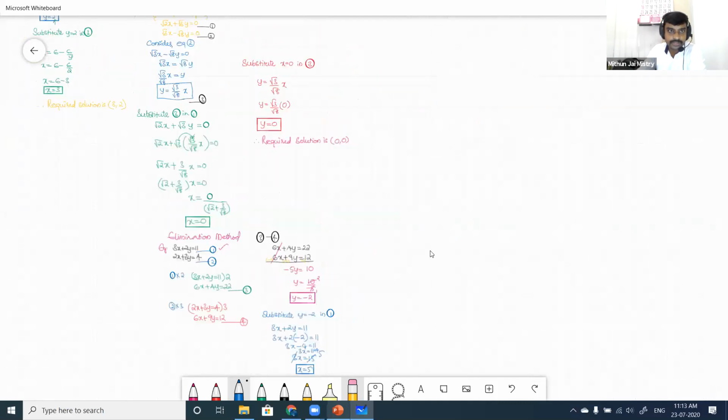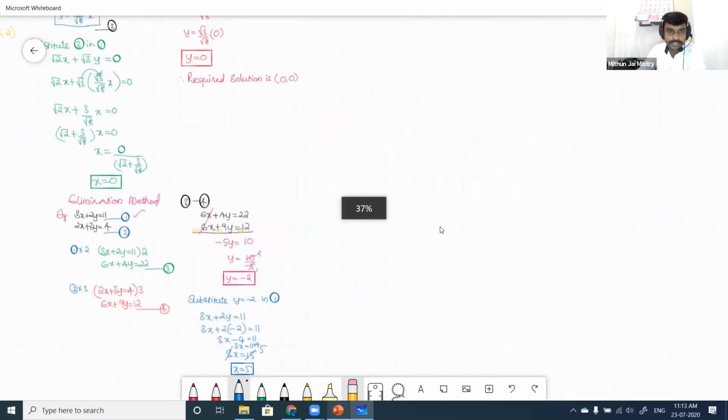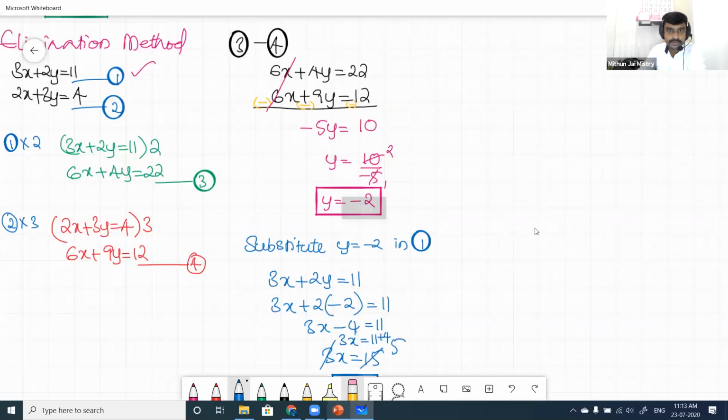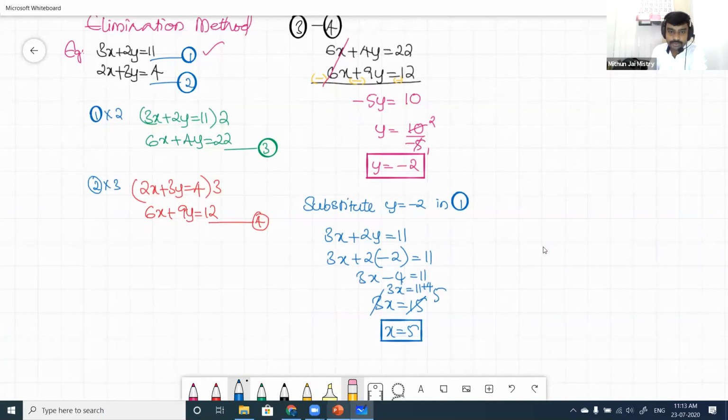So this is elimination method. Yeah, this is elimination method. At last, please don't forget the conclusion, right? Therefore, required solution is, you can take a screenshot and show me thumbs up. Required solution is what? Minus 2 comma 5? No, 5 comma minus 2. Again, I said, whatever the way is, it doesn't matter. You find x first, you should write x, then only you should write y.